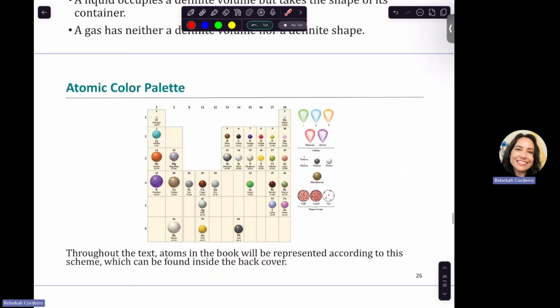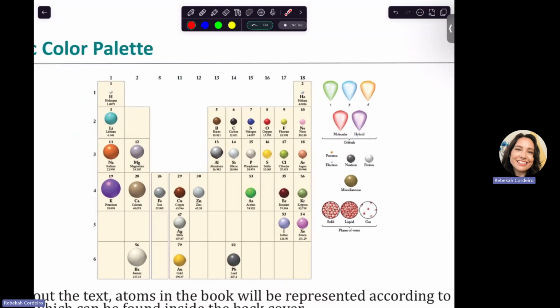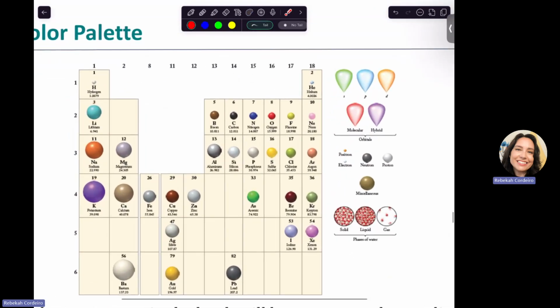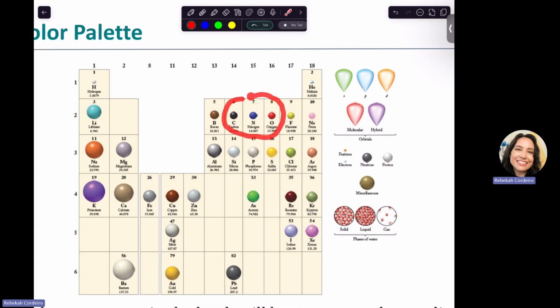And then throughout the textbook, they're going to be using these different colors for different elements. So this would be a good screenshot to just kind of have in your notes. Common ones we're going to use are carbon, nitrogen, oxygen, and hydrogen. So if you have to think about the colors of any of them, I would say these four are going to be the ones we use the most.